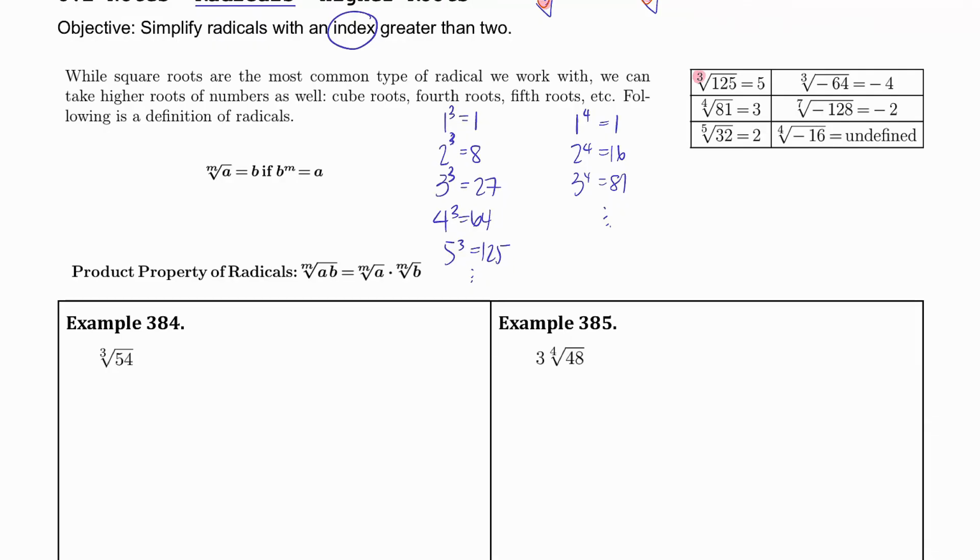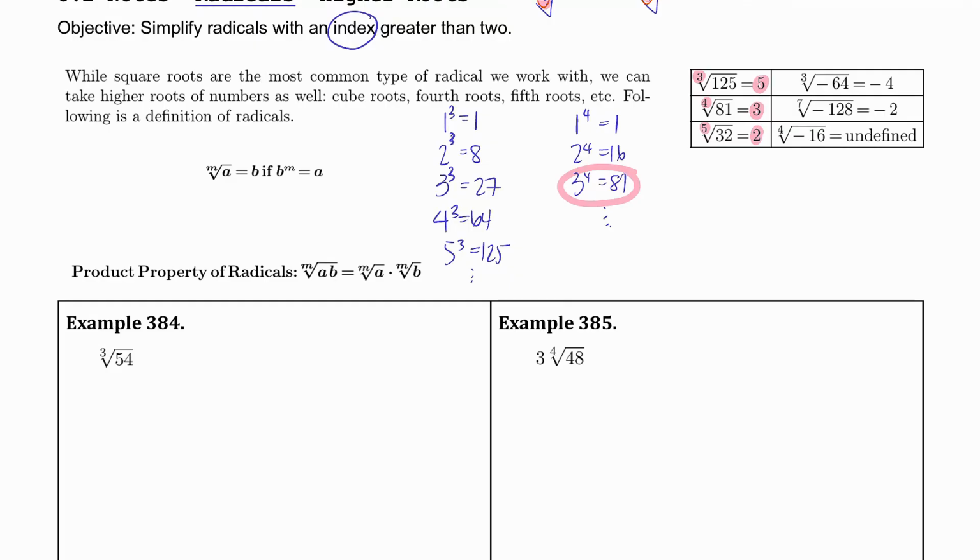So the cube root of 125 is 5. The fourth root of 81, we talked about that here, is 3. Fifth roots, we didn't get that far, but your calculator will get it for you. Fifth root of 32 is 2 because 2 times 2 times 2 times 2 times 2 gives me 32. And then some of the negative ones right here.